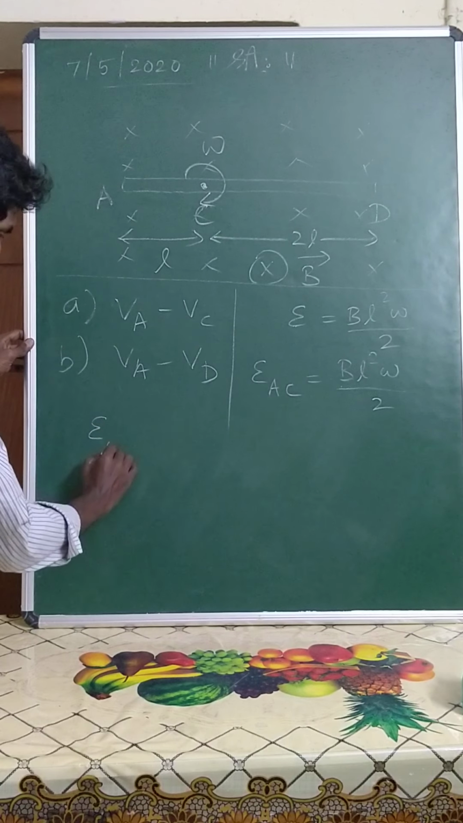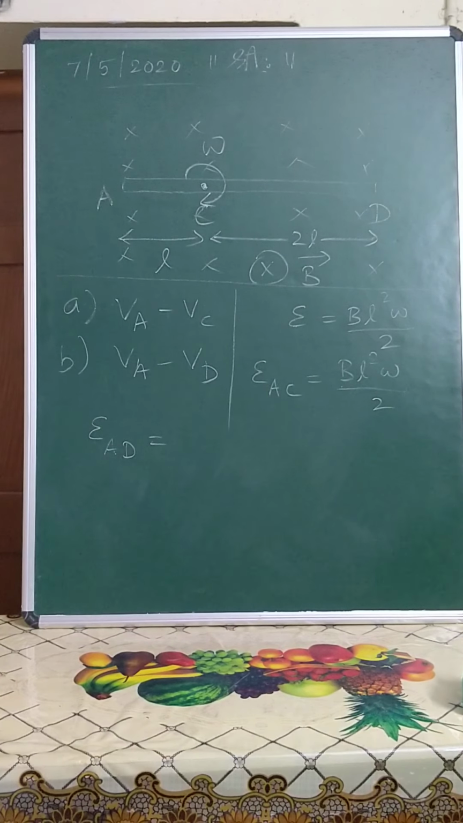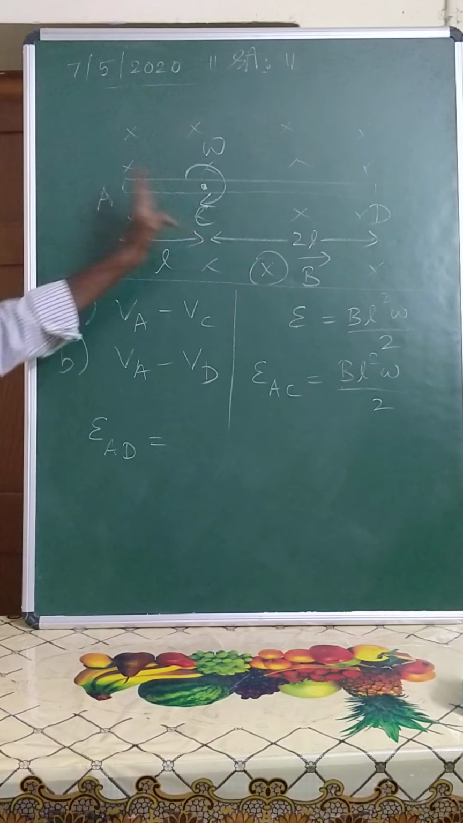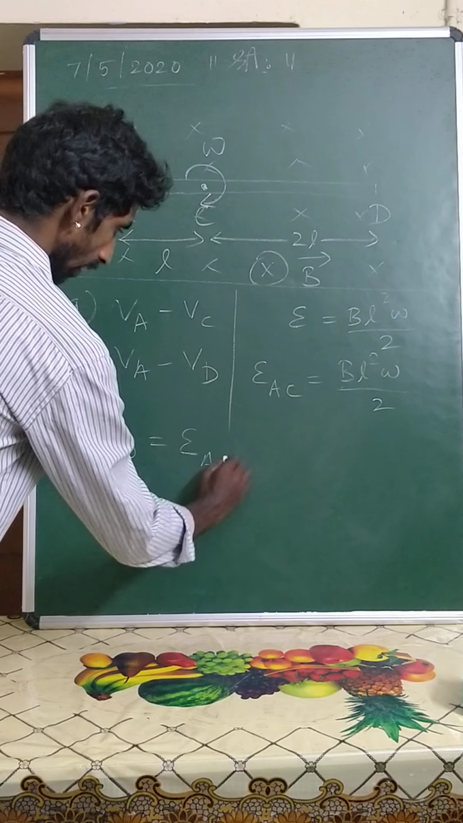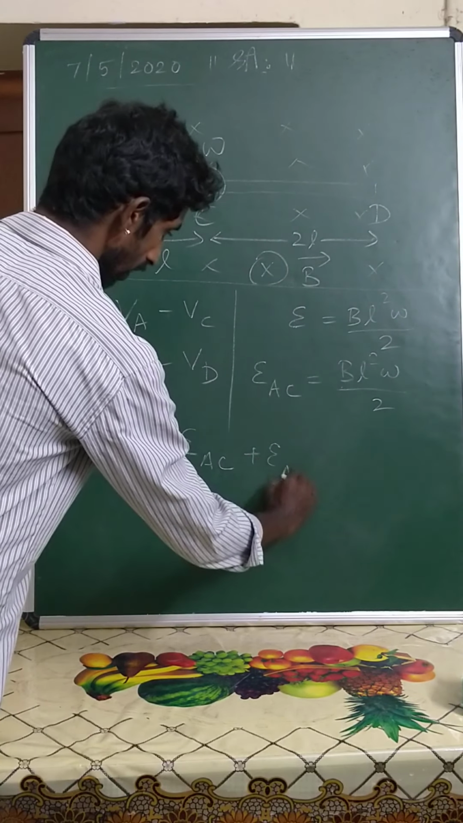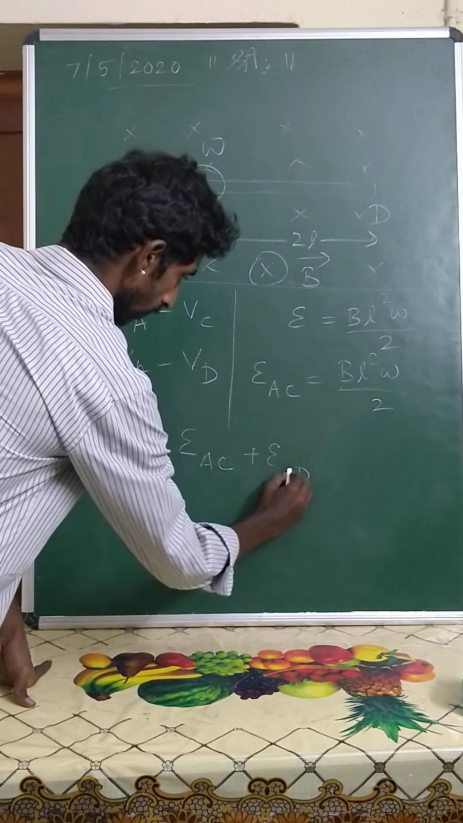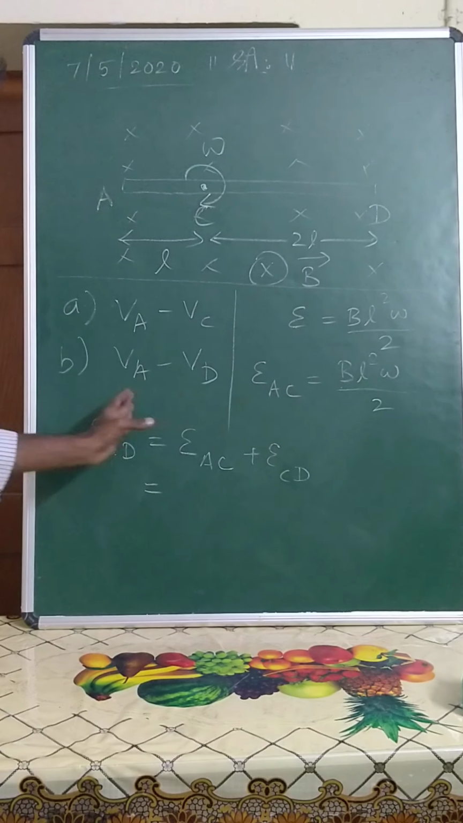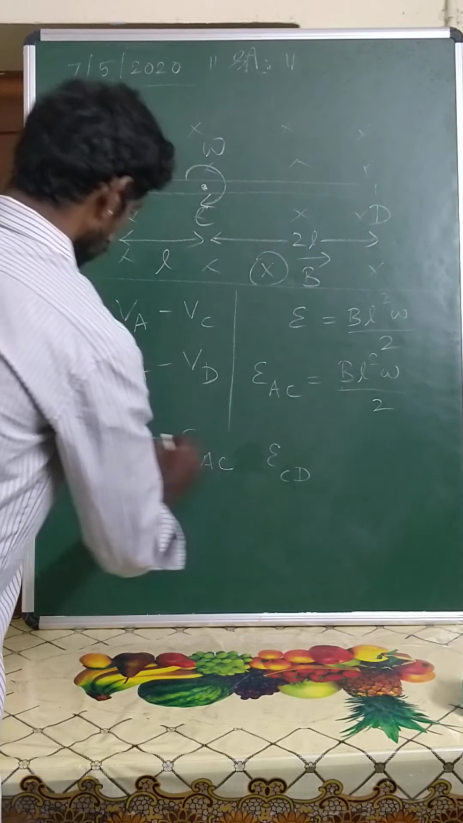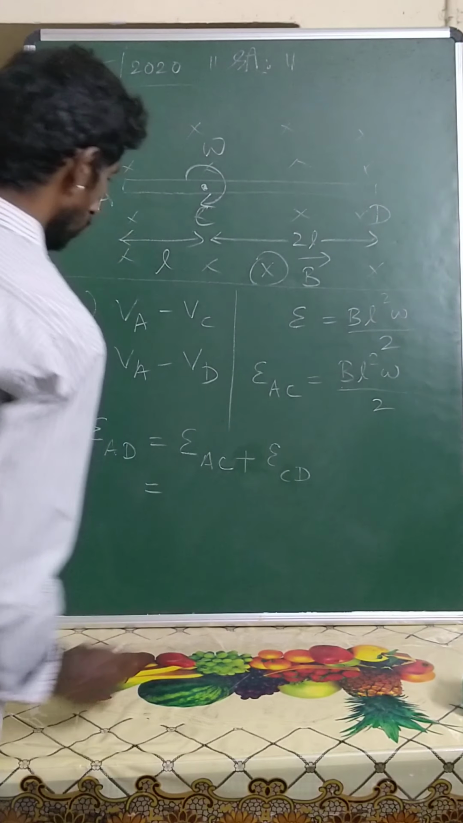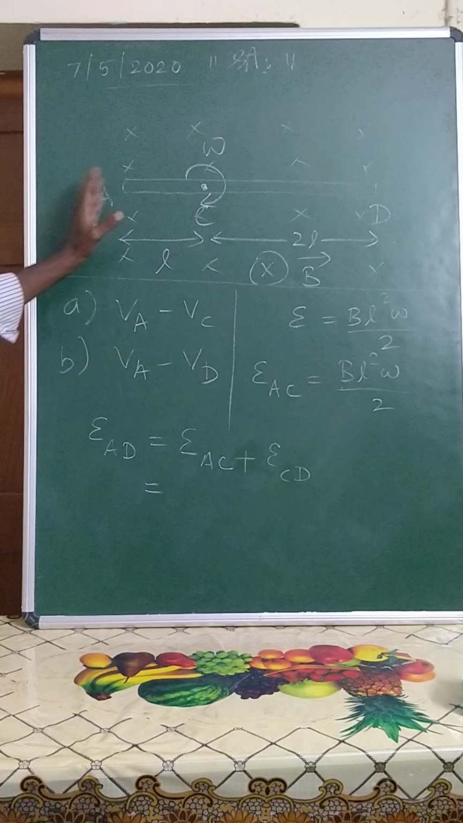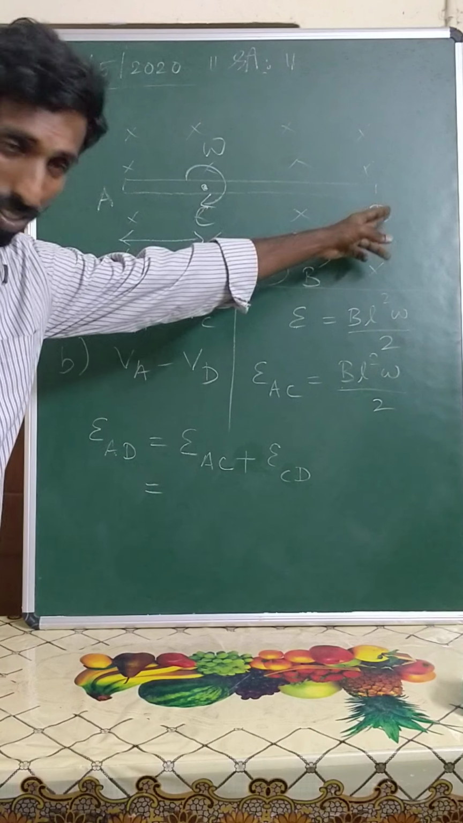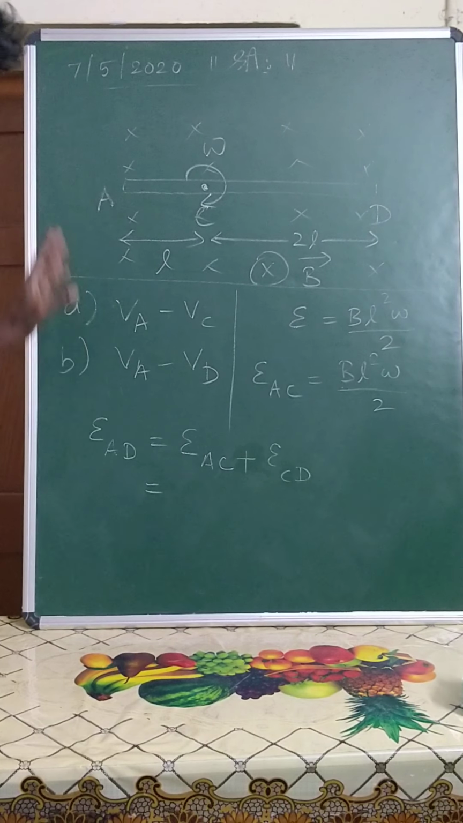But the EMF induced between A and D, how can we write it? Because the axis is fixed here, we want to take two parts: the EMF induced from A to C, plus the EMF induced from C to D. Normally this is VA minus VD. This side is at higher potential, this is lower potential, because this length is more, so here the EMF induced will be maximum, and here the EMF induced will be minimum.